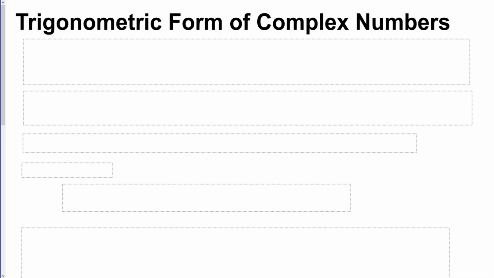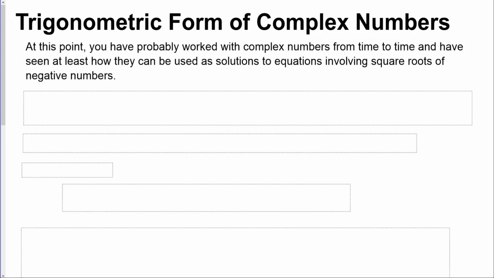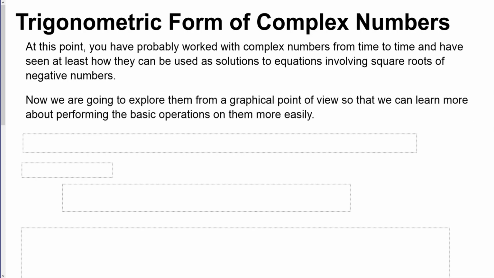This lesson is about the trigonometric form of complex numbers. At this point, you've probably worked with complex numbers from time to time and have seen at least how they can be used as solutions to equations involving square roots of negative numbers. Now we are going to explore them from a graphical point of view so that we can learn more about performing the basic operations on them more easily.